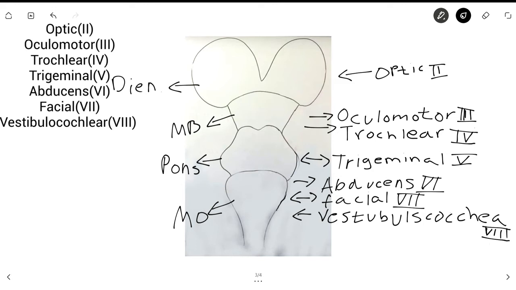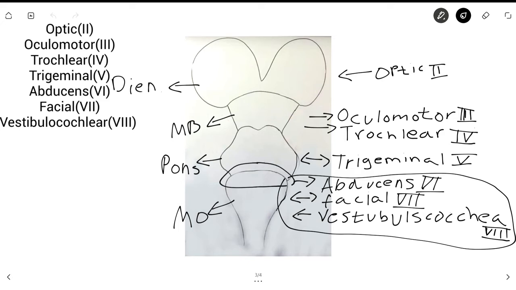And remember, these 3 cranial nerves, number 6, 7, and 8, are going to be in the junction, which is this area. Since I couldn't fit everything over there, I had to do it a little bit below where the actual nerves are, but just so you know, that's where they're found.